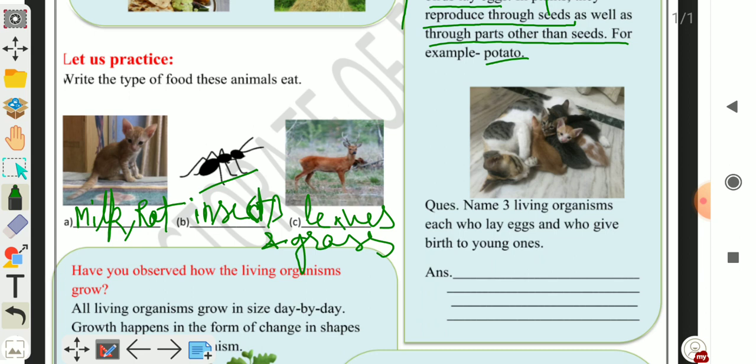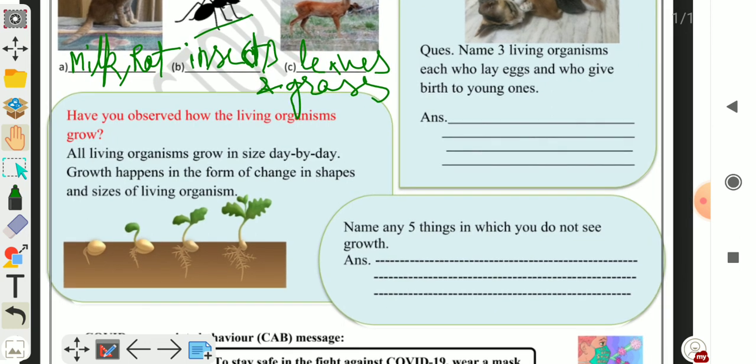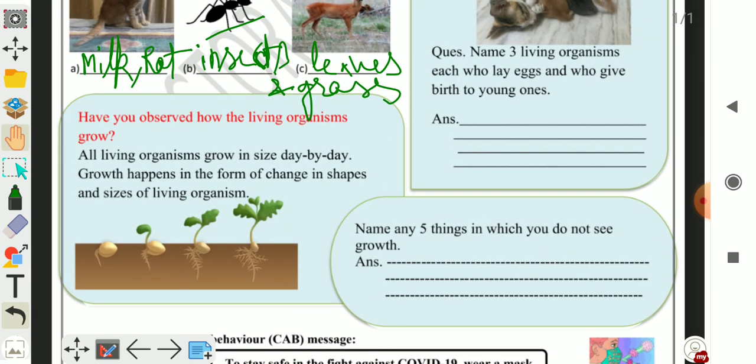Have you observed how the living organisms grow? All living organisms grow in size day by day. They increase in size. Growth happens in the form of change in shape and size of living organisms. How do we know that a living organism is growing? They change their shape and size.